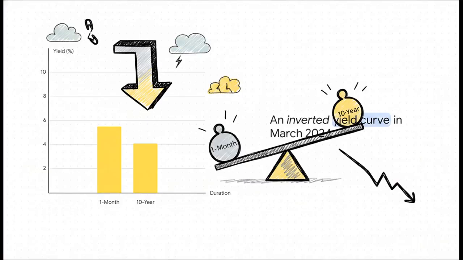Normally, financial gravity works a certain way, right? If you lock your money away for 10 years, you expect a higher return than if you just lock it away for 1 month. But look at the upside-down reality from March 2024. A short-term 1-month commitment was somehow paying a massive 5.50% yield, while locking it up for a full decade paid only 4.11%. The natural order is completely flipped on its head.